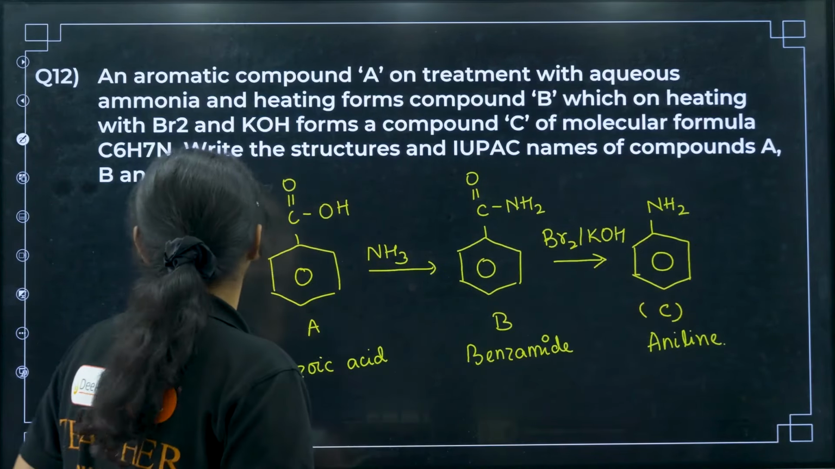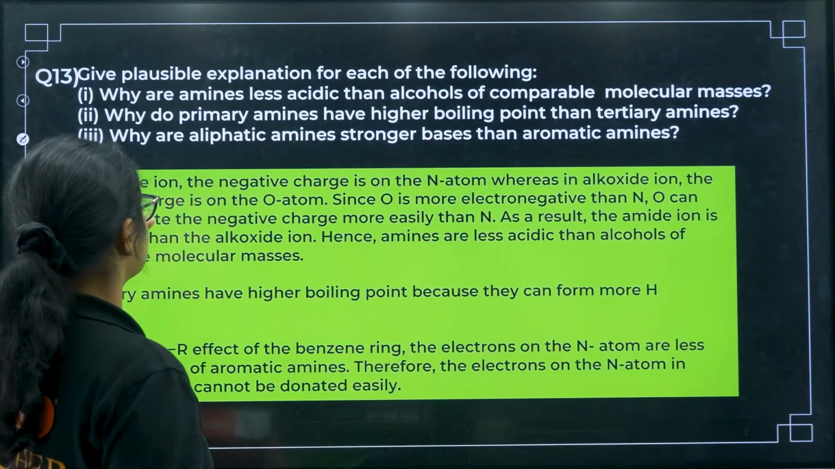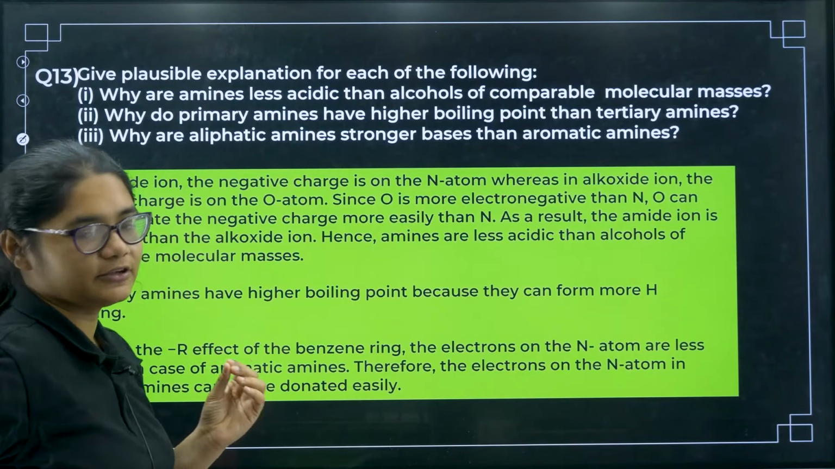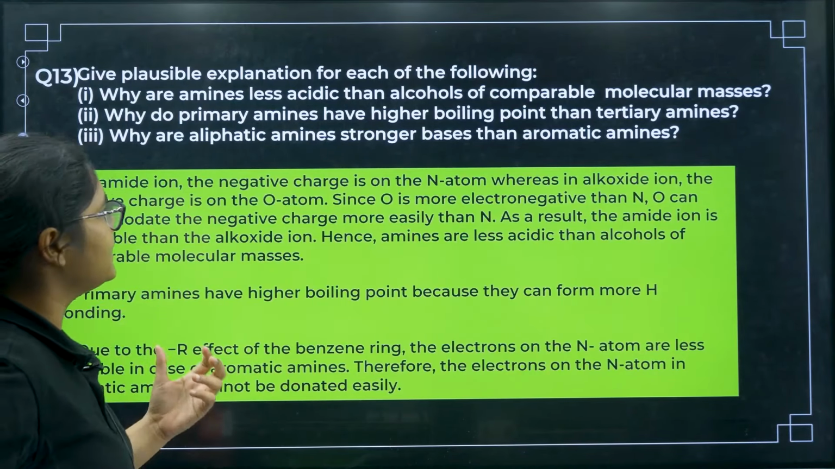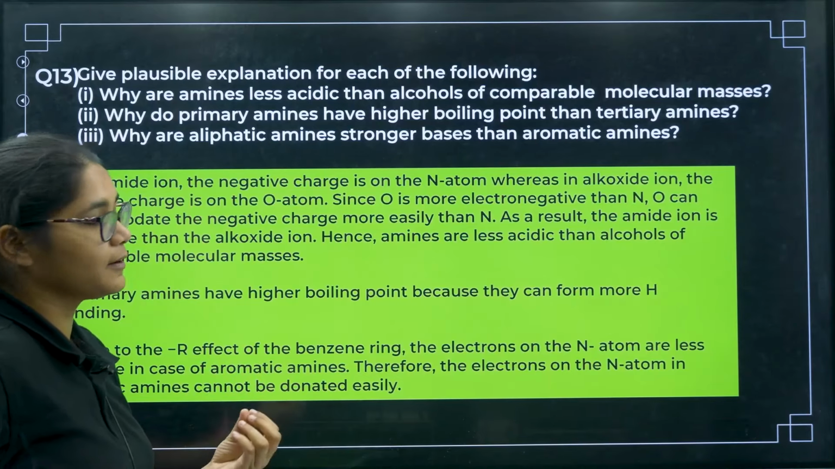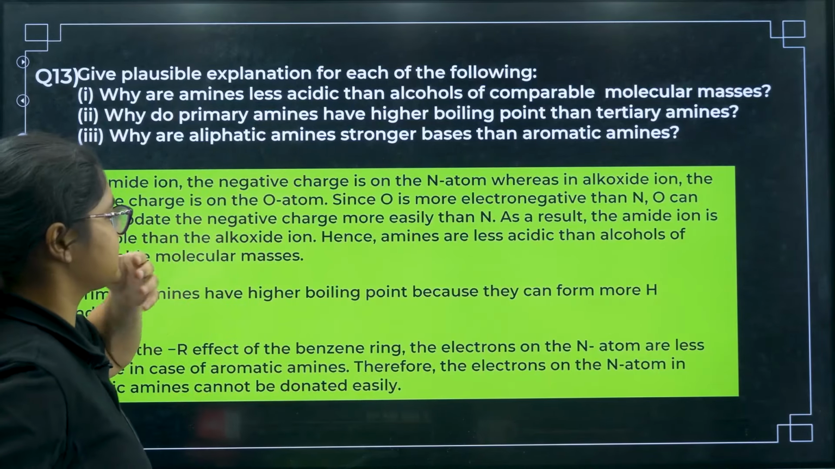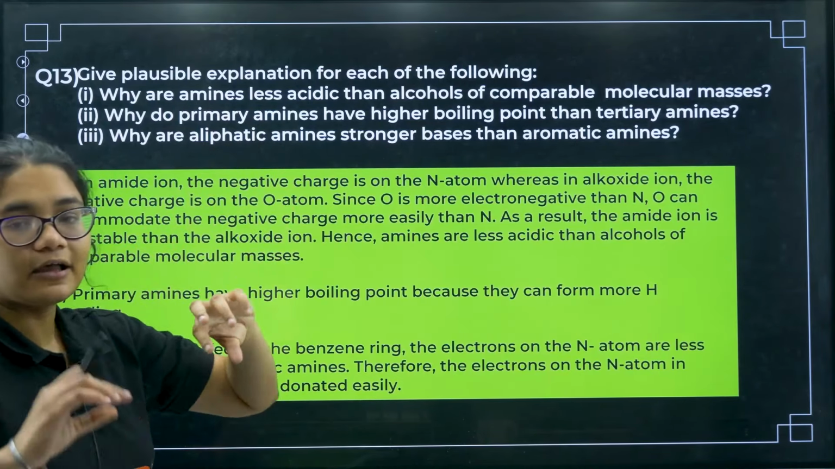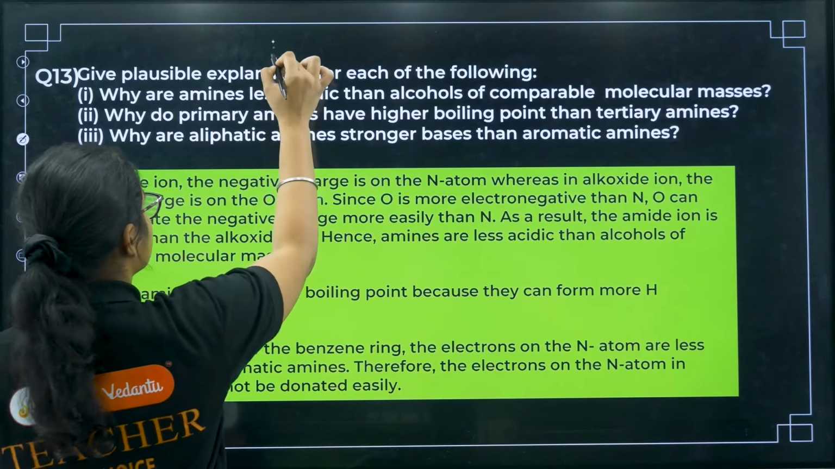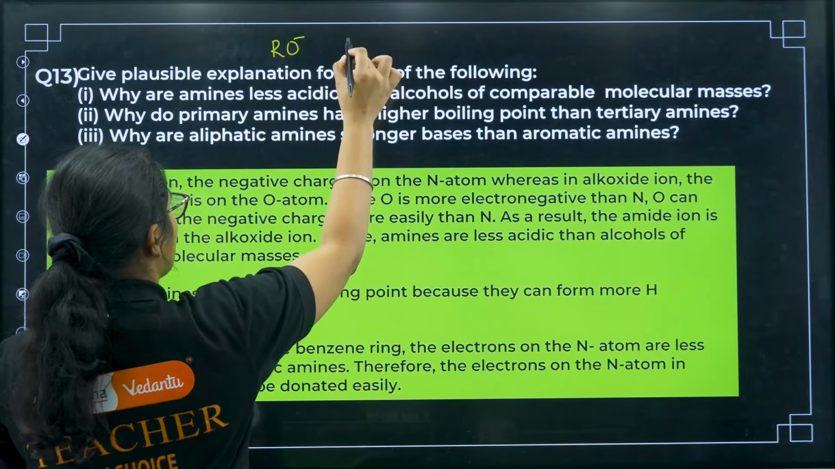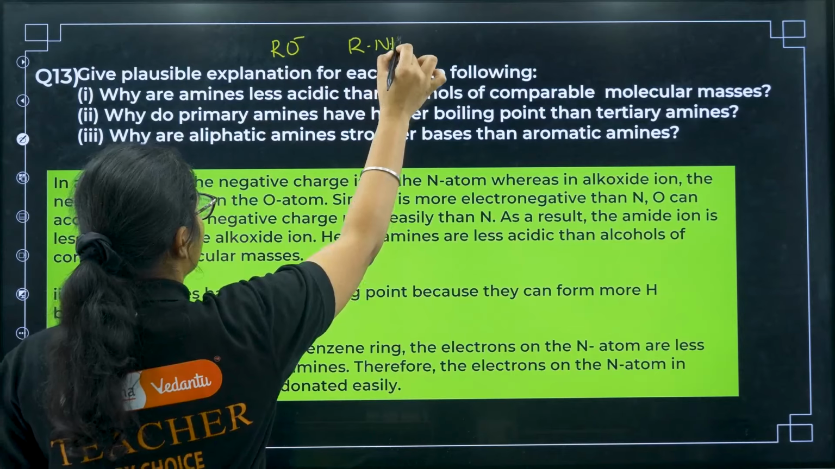Clear? Okay. Now we'll go to question number 13. Give plausible explanation for each of the following. Why are amines less acidic than alcohols of comparable molecular mass? I told you we'll discuss this question. So now see, when alcohols donate H plus, what will form? RO minus. When amines donate, we will get RNH minus.